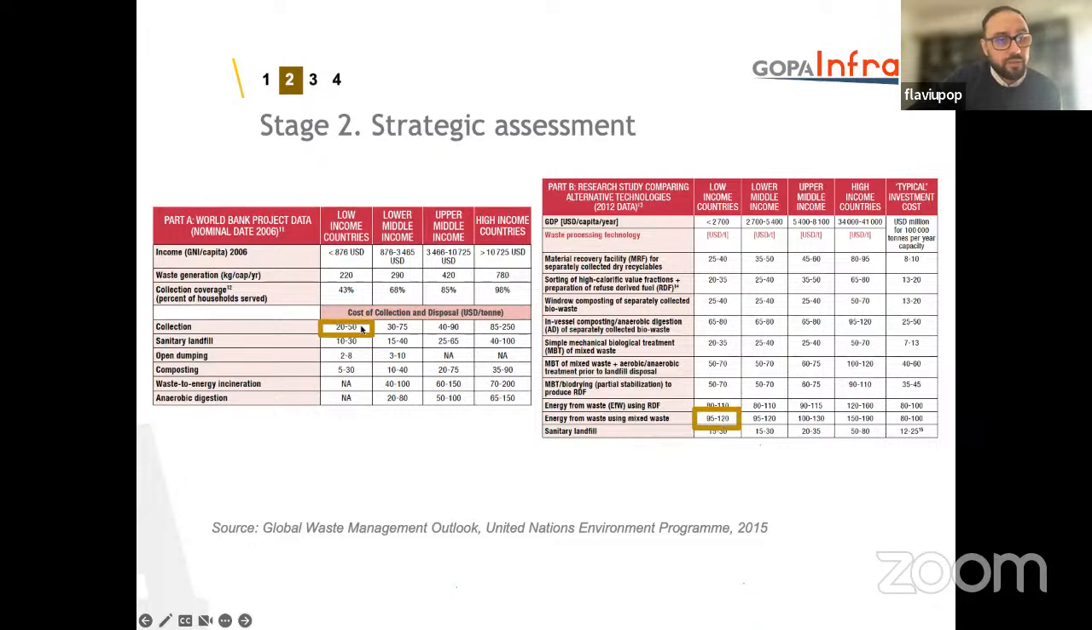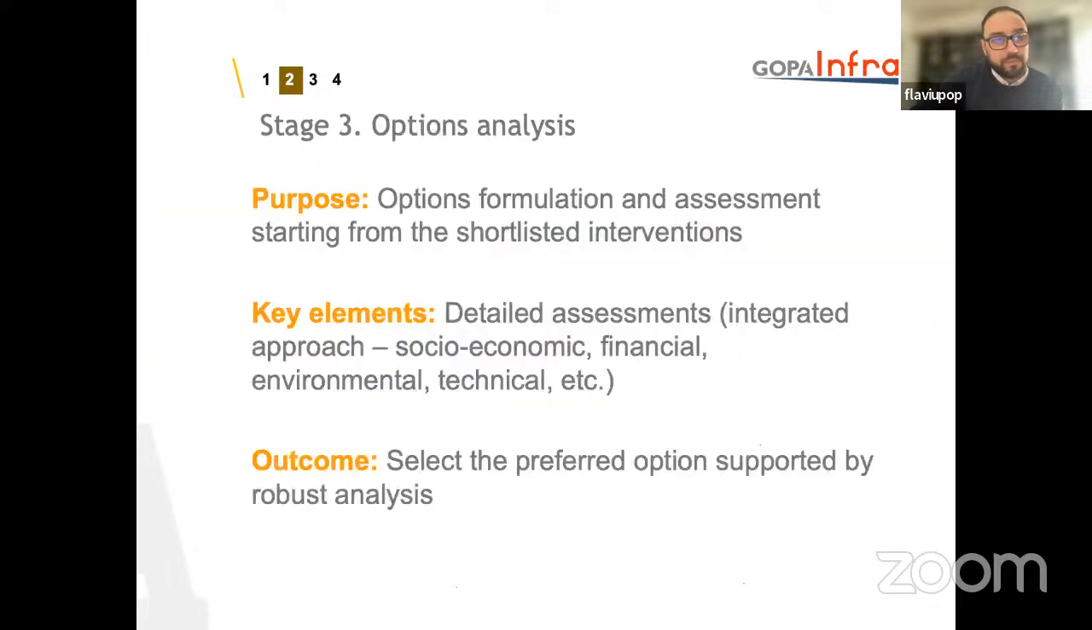So if you don't have today 20 or 50 dollars per ton to collect your waste, how can you afford an advanced facility? So it's really nice to show this kind of evidence during consultation, to screen through the different options. And of course, you can use other examples here.